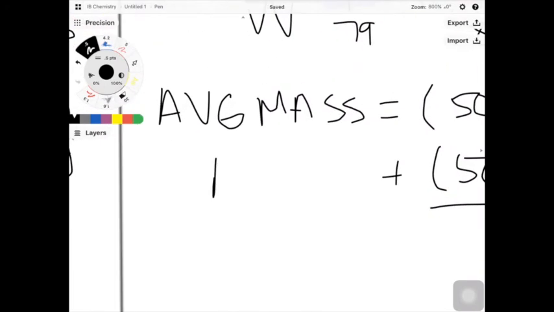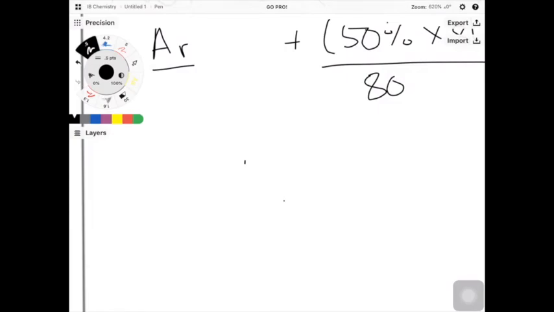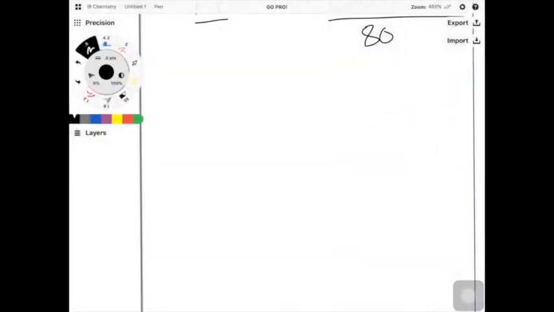Now careful, when you're typing this into your calculator, don't forget that 50% really is 0.5, so you need to convert your percentages into decimals. Okay? Now we can do that for all types of elements.